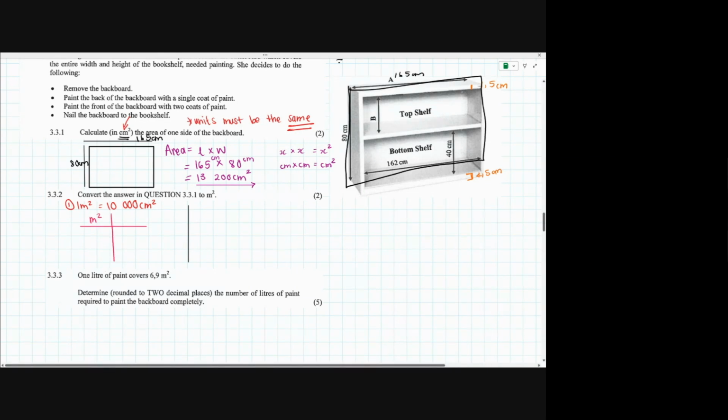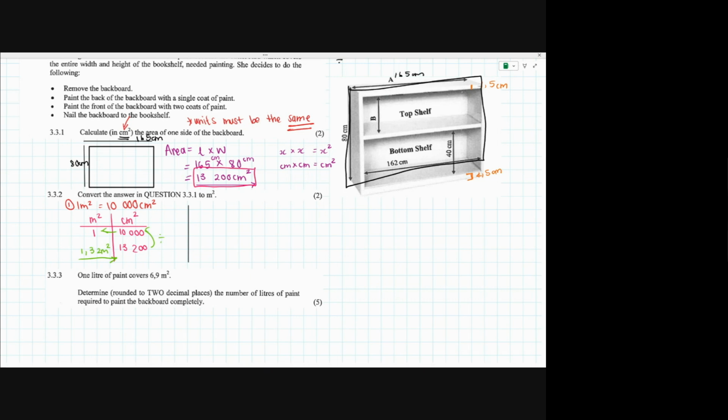We have meters squared and we've got centimeters squared. We write down the conversion factor. So 1 meter squared is 10,000 centimeters squared. And then we write down under the appropriate heading the value we want to convert. And that's this 13,200. So under centimeters squared, 13,200. What we now do is we divide up, times across. 13,200 divided by 10,000 is 1,32, times 1 is still 1,32 meters squared. So basically you just divide by 10,000.